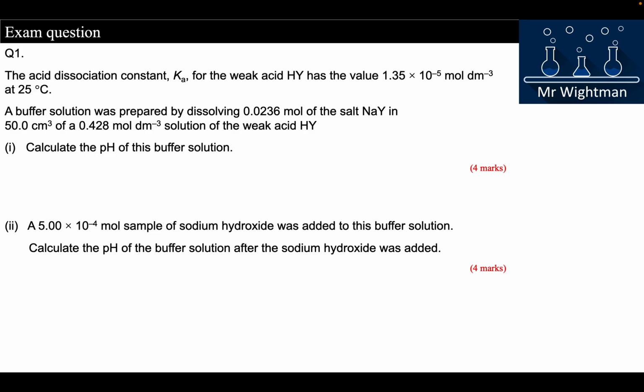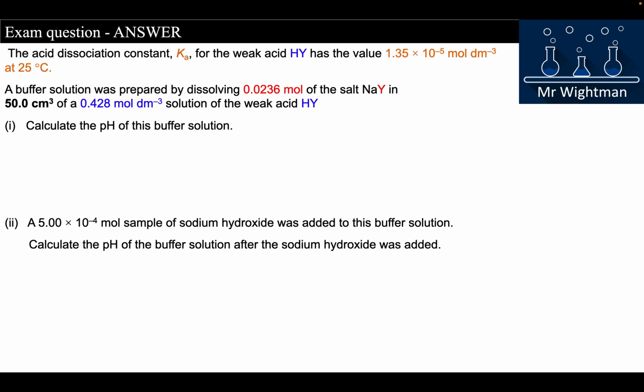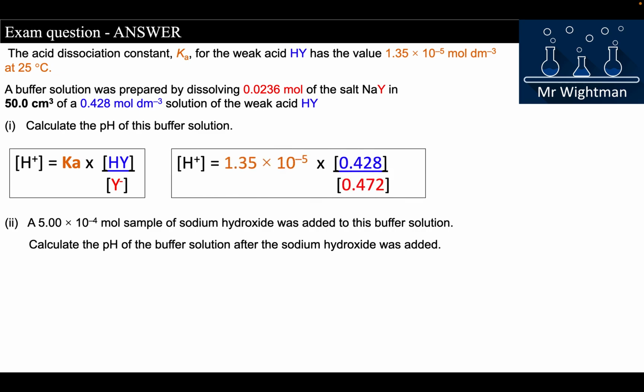So the first section, all we needed to do was just substitute the values in. I had Ka is 1.35 times 10 to the minus 5, and HY. Now, all scary, that is nothing different to HA. So this is HA, could be HX, they do that just to freak you out. So HY was 0.428, that was the concentration of my weak acid, and 0.0236 moles of my salt.